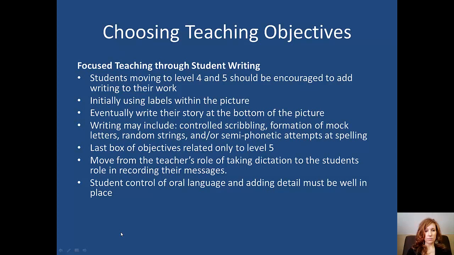In the last stage, you're going to be focusing on students incorporating writing into their work. This is students that are in level 4 and 5, and it's going to begin with encouraging the students to label within their picture. Eventually, they'll begin to write their story below the picture. Now remember that the writing may just be controlled scribbling or mock letters, a random string of words or letters, and semi-phonetic attempts at spelling.